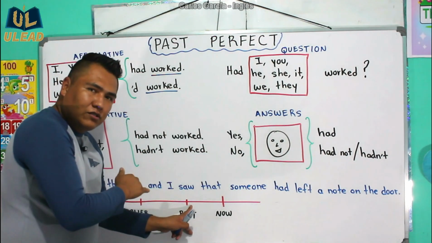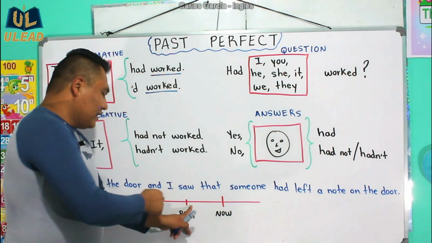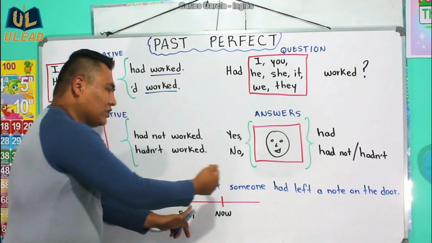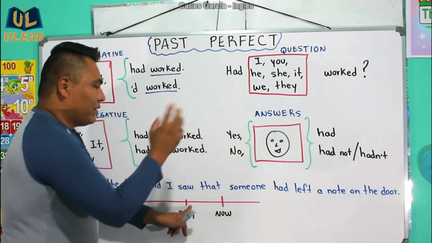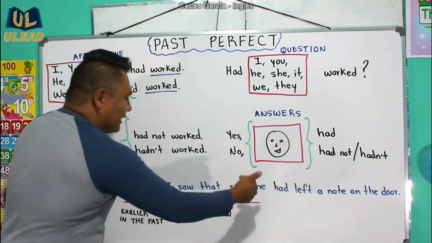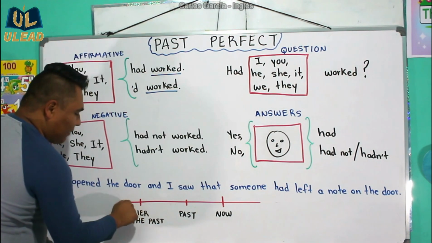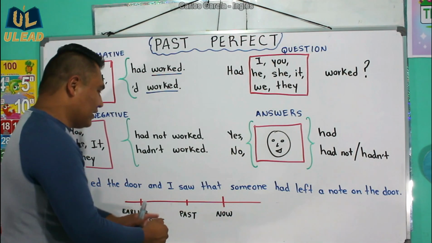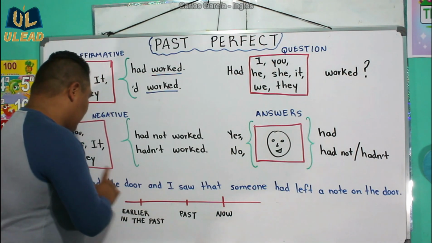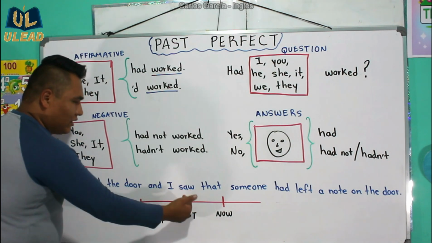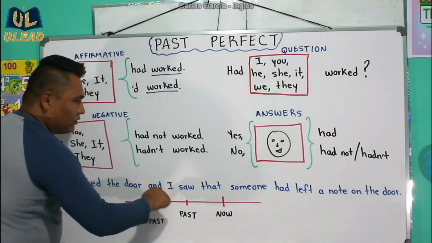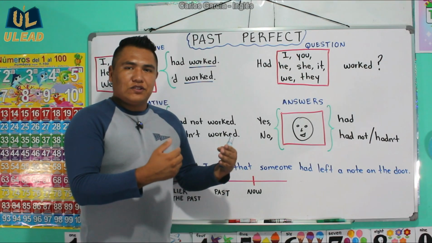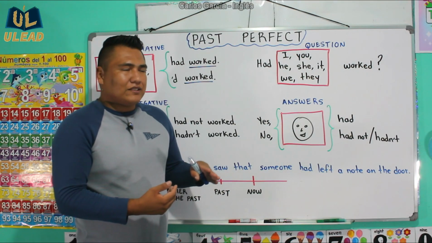Somebody came to my house earlier than the time when I opened the door. So to express that, I'm going to use had and the past participle of leave. Had left, which happened over here, okay? Sometime earlier in the past. Okay, so the structure is going to be, I opened the door and I saw that someone had left a note on the door, okay? So I hope you understand that it refers to an earlier event in the past, okay?